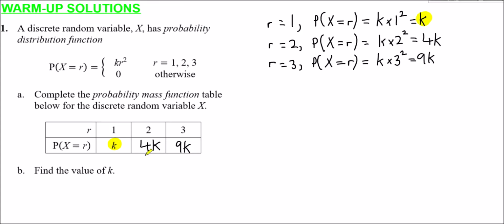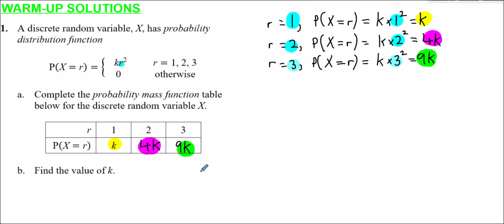Okay, so this is where these values come from. It all derives from this idea of k multiplied by r squared. So we just take r, square it and multiply it by the k. That's all we've done each time. So we filled in the table, that's part A done.